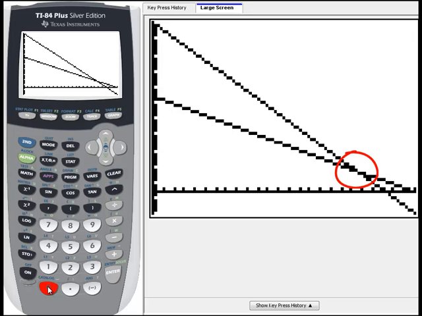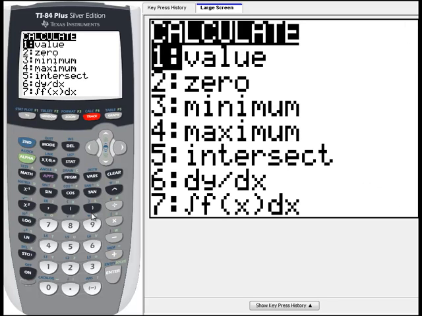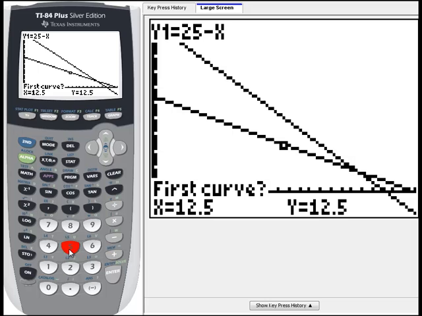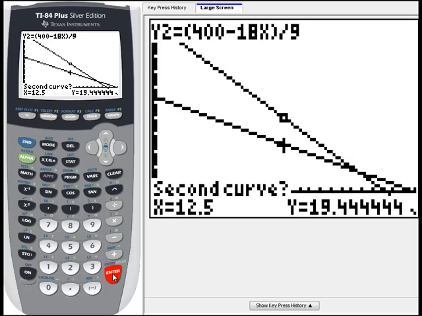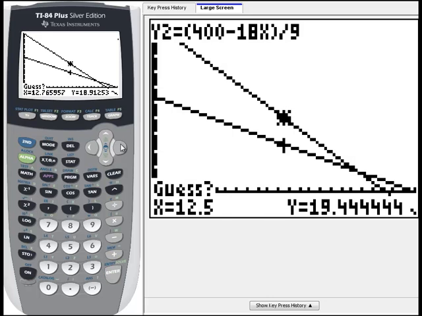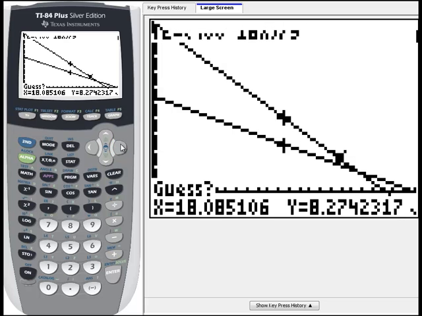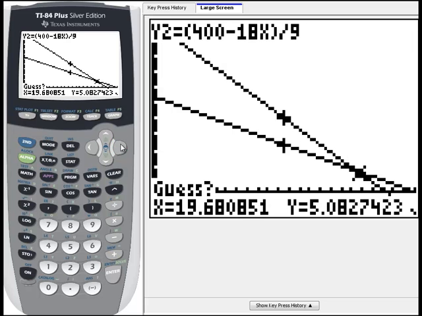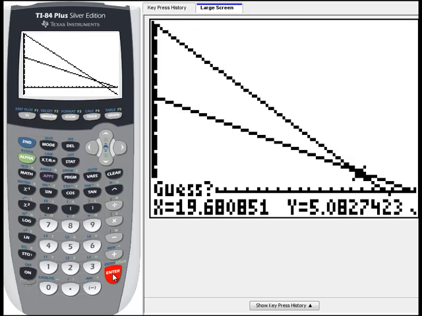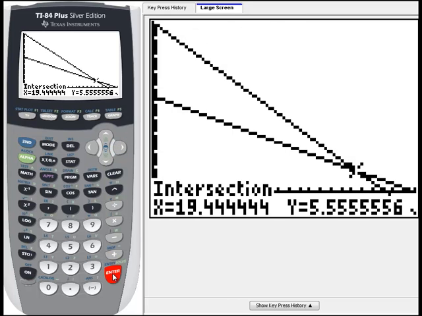Okay, we seem to indeed have a single point solution over there. Let's go get it. Second, calculate, intersect. First curve, yes, that one. Second curve, yes, that one. I guess over to the right a little ways. Okay, about there.